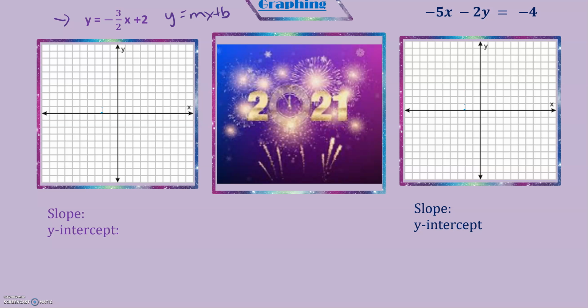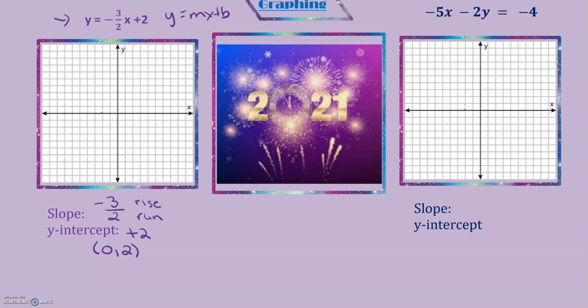So we can read our slope already. We know that our slope is that coefficient of x with the sign. So it's negative 3 over 2. That means our rise is negative 3 and our run is 2. Our y-intercept is where we begin, and that is that number that's being added or subtracted to x. We know in this case that it's positive 2. So our beginning point is 0, 2. With this being said, we have everything we need to know to graph.